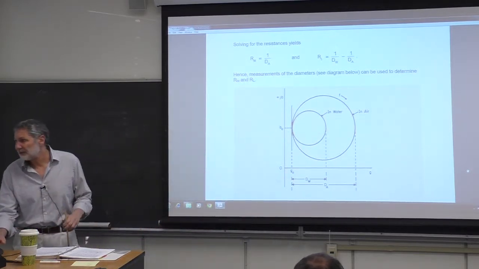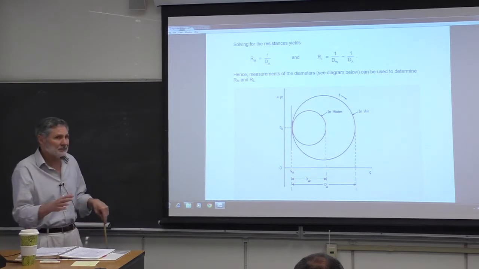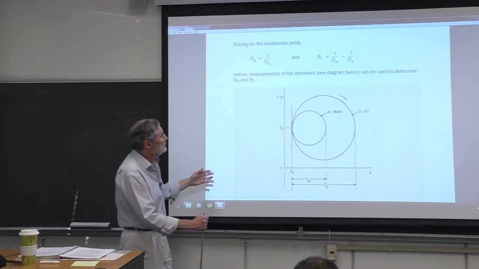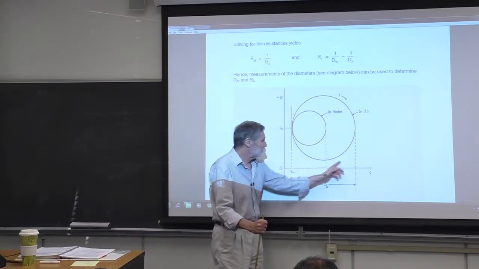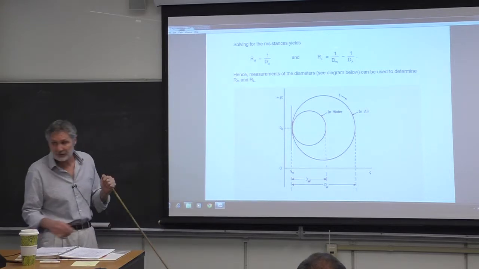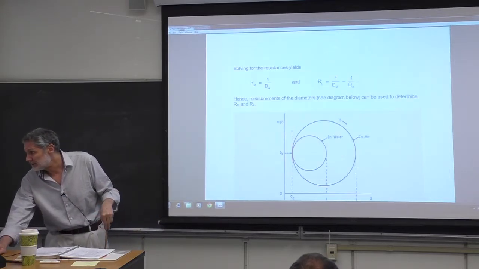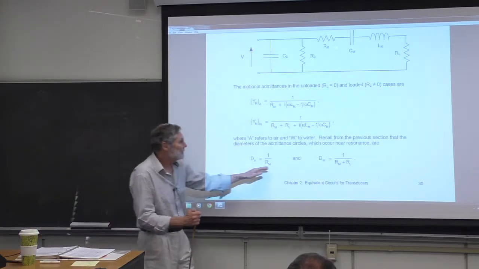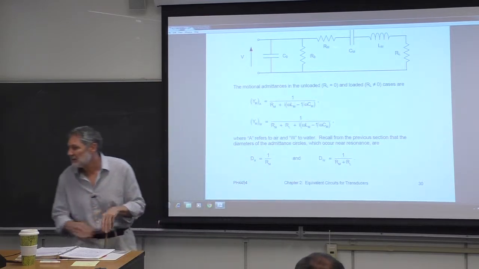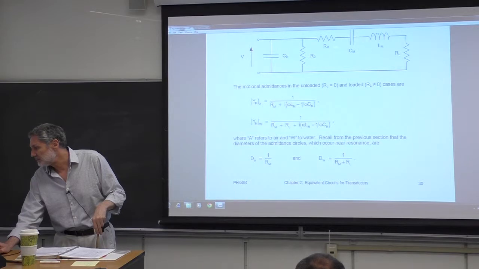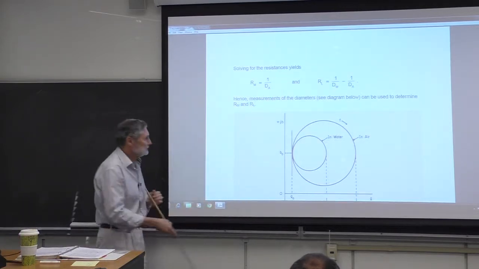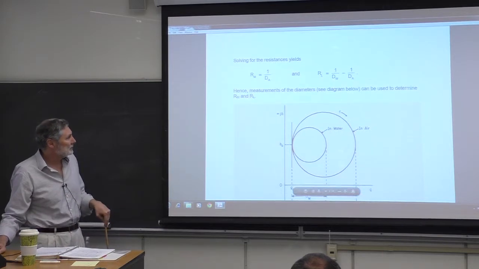We can invert these relationships. Going along with the idea that we're going to make these measurements, we can measure the diameters of these circles, so we can get the resistance from that. You just have to invert. This is two equations and two unknowns. The resistances are easy to invert, and here's what you get. So once we know the diameters, we can get the resistances.